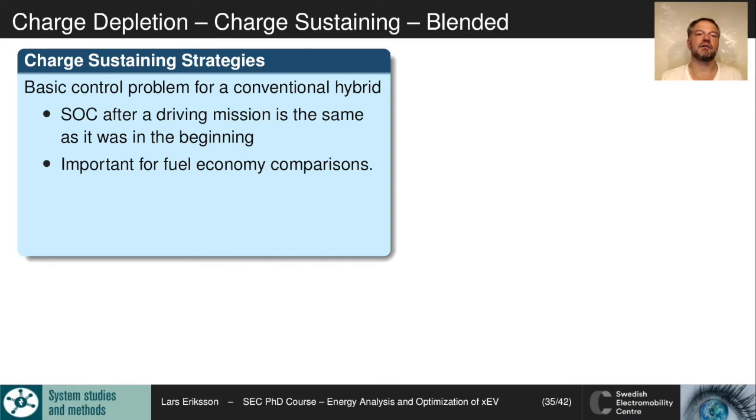The basic hybrid vehicle needs to be charge sustaining because we cannot charge it from the plug. So when we make comparisons for a hybrid electric vehicle, we must make sure that the state of charge is the same before the cycle as it was after the cycle. And this is very important for making fuel comparisons, so we're really comparing apples with apples. We should not cheat by starting with a full battery and then deplete it over the test cycle.